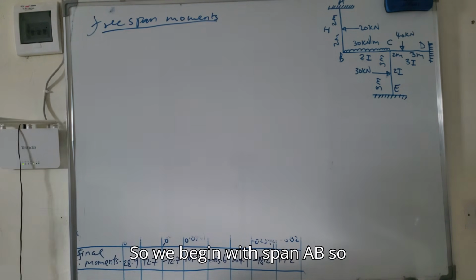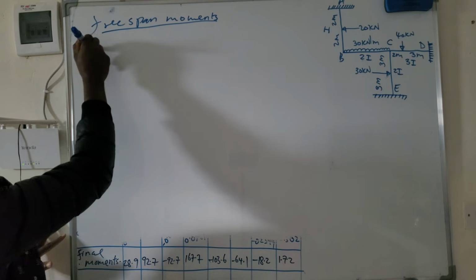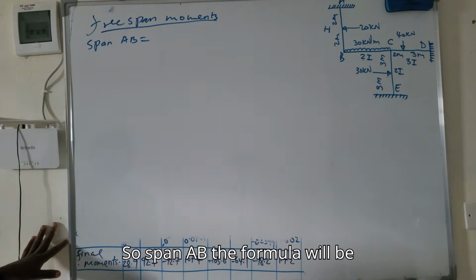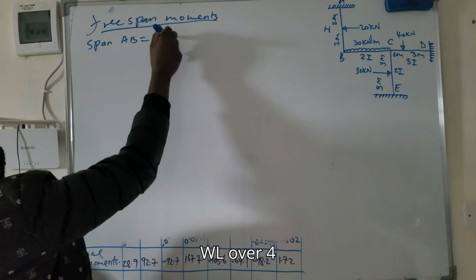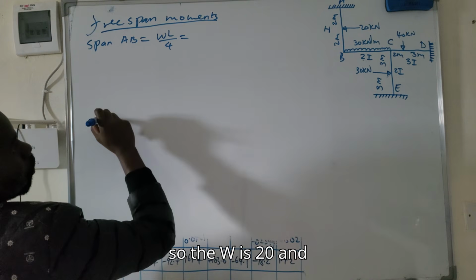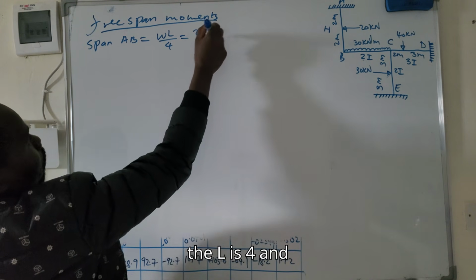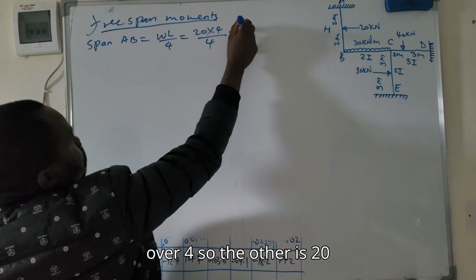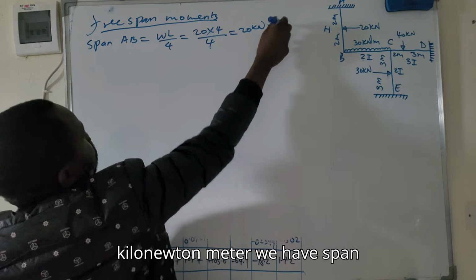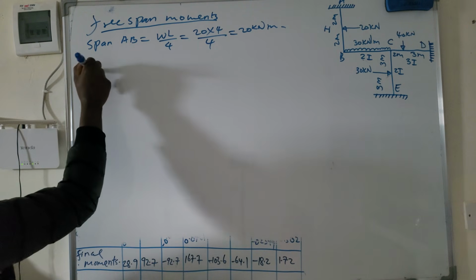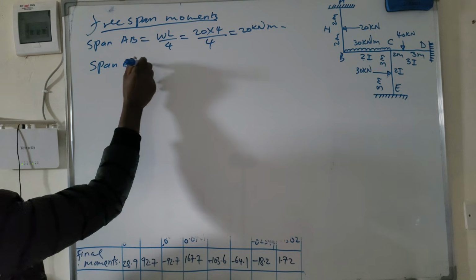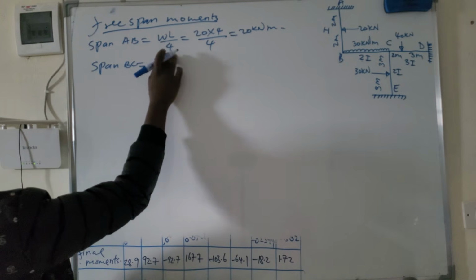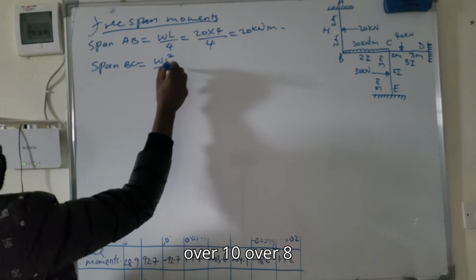So we begin with span AB. For span AB, the formula will be WL over 4. So the W is 20 and the L is 4, over 4. So the answer is 20 kilonewton meter. We have span BC. For span BC, the formula is WL square over 8.